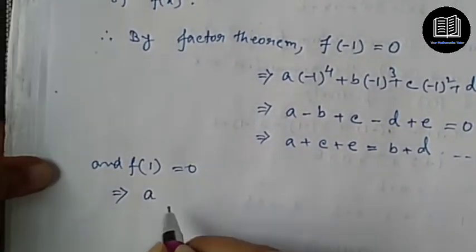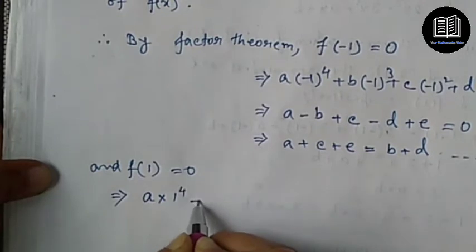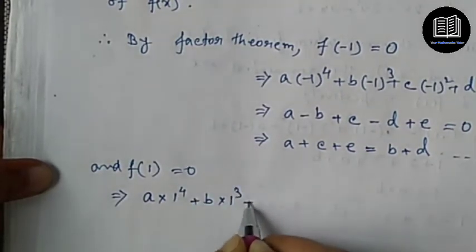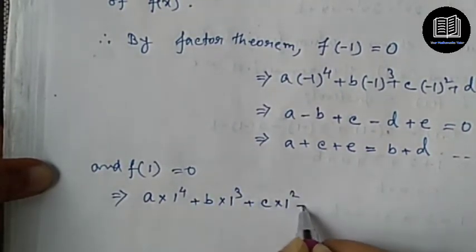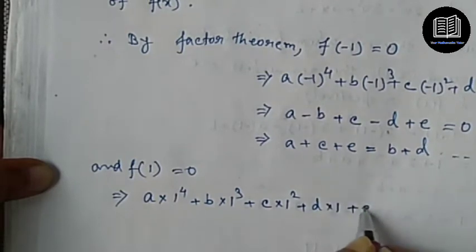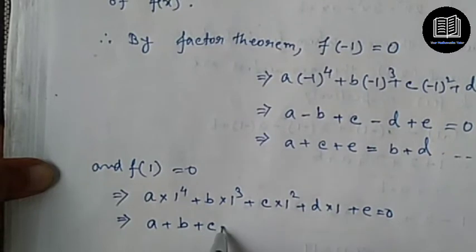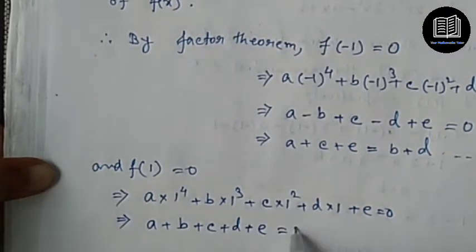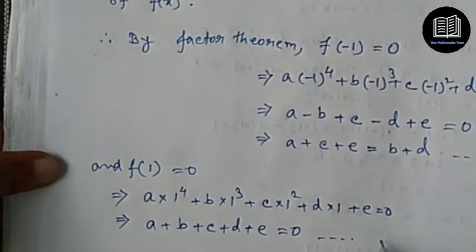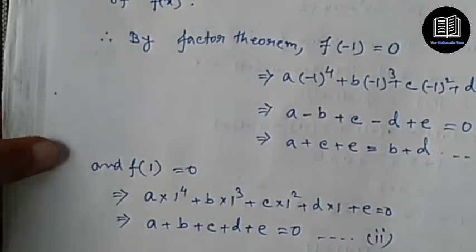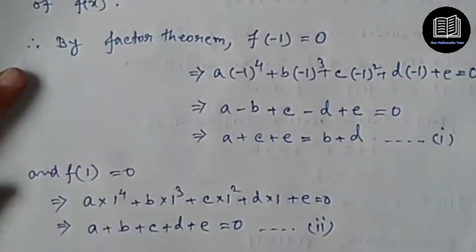That is a into 1 to the power 4 plus b into 1 cube plus c into 1 square plus d into 1 plus e equals to 0. So a plus b plus c plus d plus e equals to 0. Give this equation a number 2. Now look from 1 and 2.